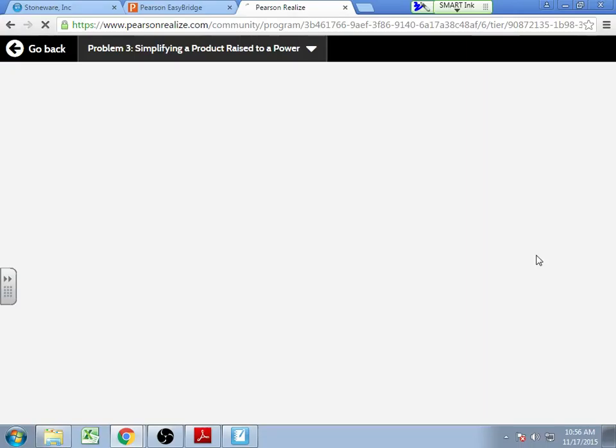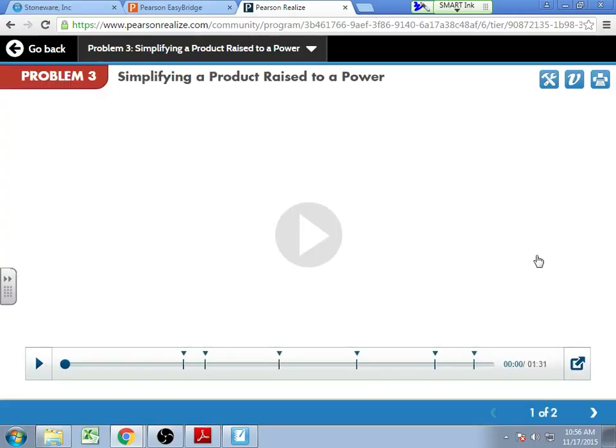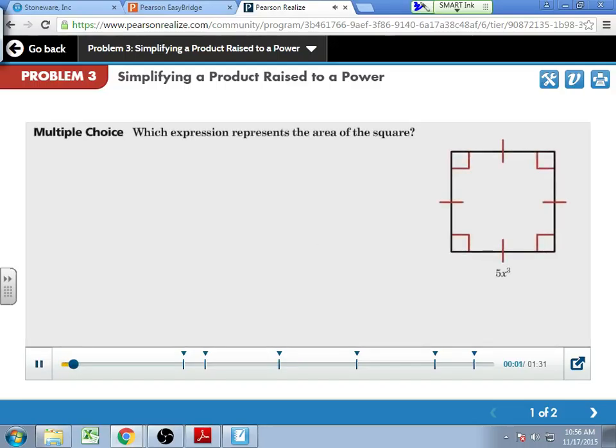So if we have to simplify these things, let's get our situation pulled up here. In this problem, we want to talk about the area of the square. How do I find area of a square? Emily? We just square the side length. So I know that my side length is 5x cubed. And then I square that.